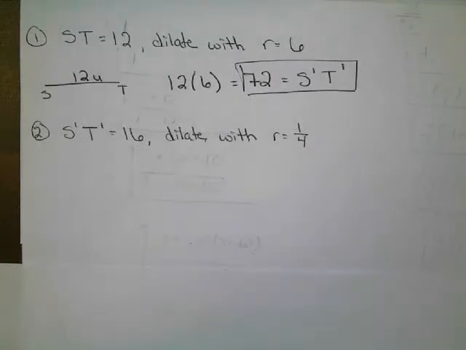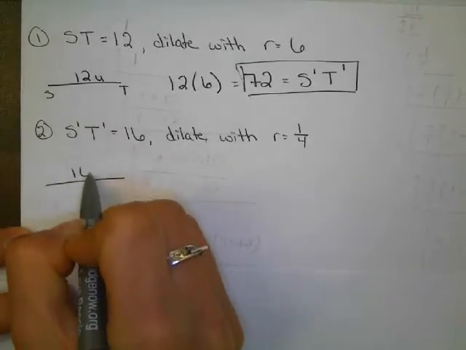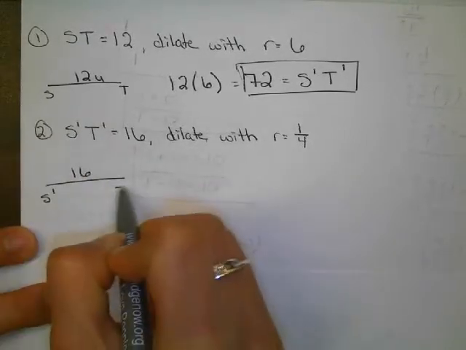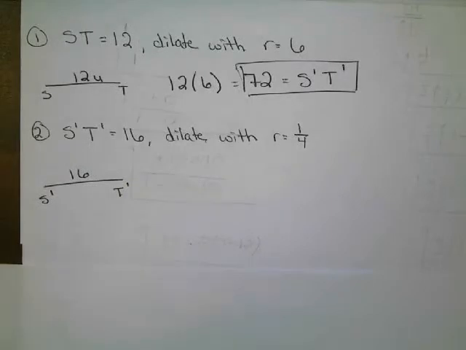Alright, example 2 here, you'll see that we are given S prime T prime to be 16 after we dilate it with a ratio of 1/4. So that means that my image S prime T prime is 16. So again, if I wanted to draw a segment here, this would be S prime T prime, which is 16. That's after I dilate it with a ratio of 1/4, which means that the 16 is smaller than what I originally started with, because I took the original and dilated it with 1/4 to get the 16.